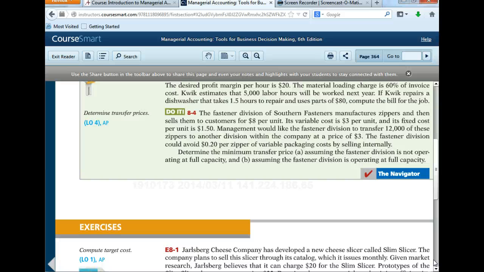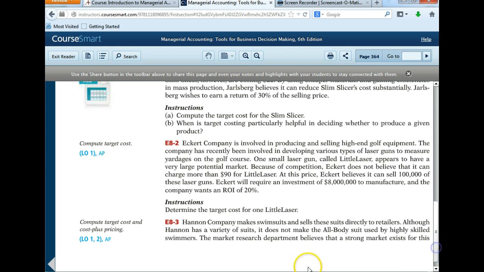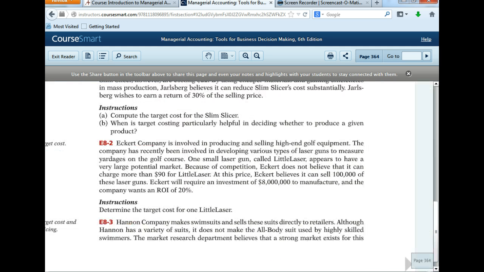So on page 364, 8.2, the company is involved in producing and selling high-end golf equipment. The company's recently been involved in developing various types of laser guns to measure yardages on the golf course. One small laser gun called Little Laser appears to have a very large potential market.